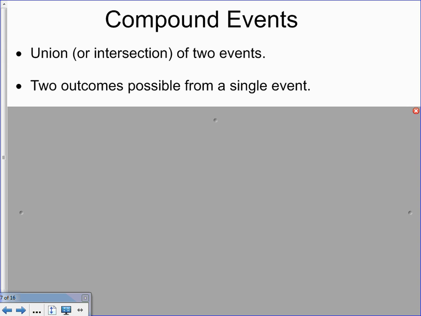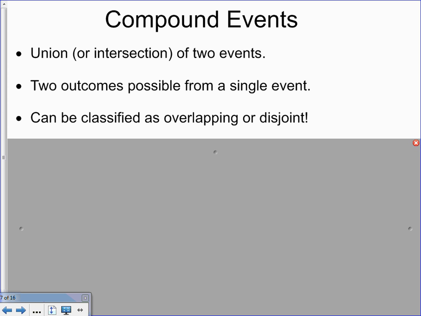All of these compound events can be classified in one of two ways, as overlapping and disjoint. Last week when we talked about independent or dependent, we were classifying what I would call consecutive events, where we were talking about and then, one right after another. So here we're talking about compound events at the same time. They can either be overlapping or disjoint.